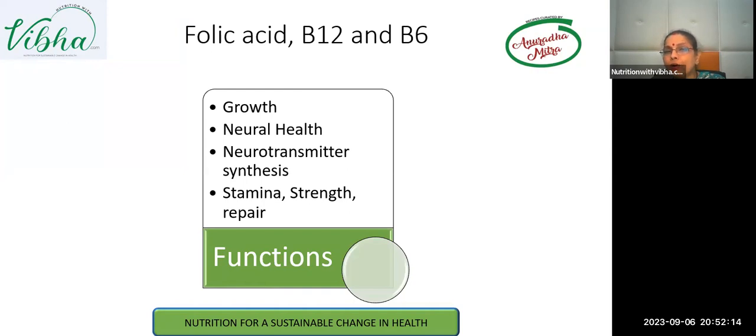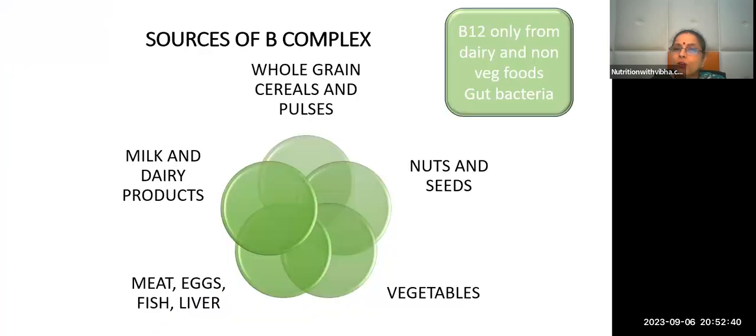Now, these are important because basically they help in preventing certain types of anemias. And therefore, we have to ensure that you have sufficient intake of folic acid, B12, and B6. So they are required for growth, health of your neurons or your nerves, neurotransmitter synthesis, stamina, strength, and repair. Now, what are the sources of all these B complexes?